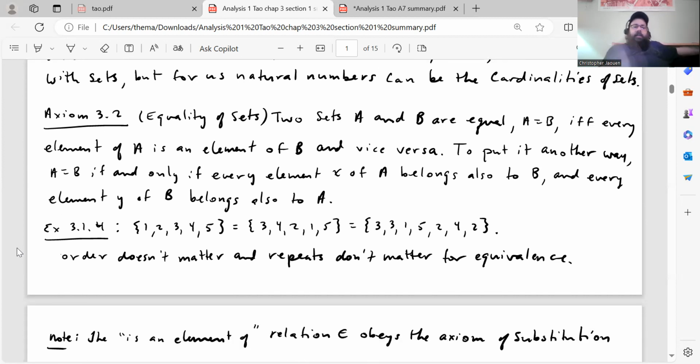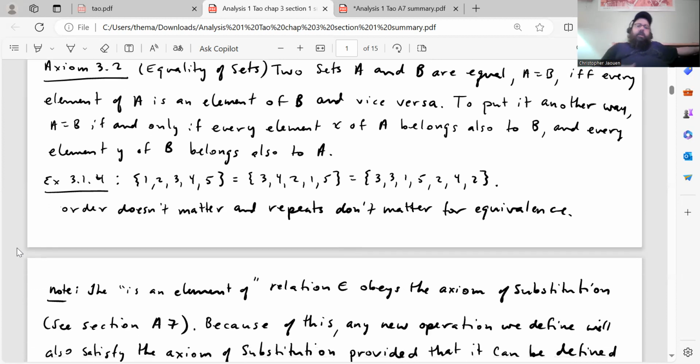All right, and he gives an example here. Notice that order doesn't matter and repeats don't matter in terms of equivalence for sets. For example, the set containing 1, 2, 3, 4, 5 is the same thing as the set containing 3, 4, 2, 1, 5, and both of those are the same thing as the set containing 3, 3, 1, 5, 2, 4, 2. So even though there are repeats and the order is different, all three of these sets satisfy axiom 3.2, so by axiom 3.2 they're considered to be equal as sets.